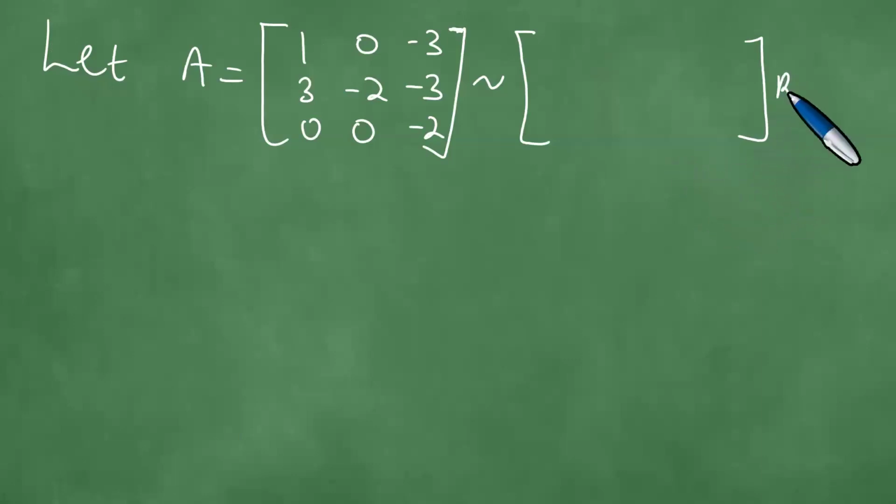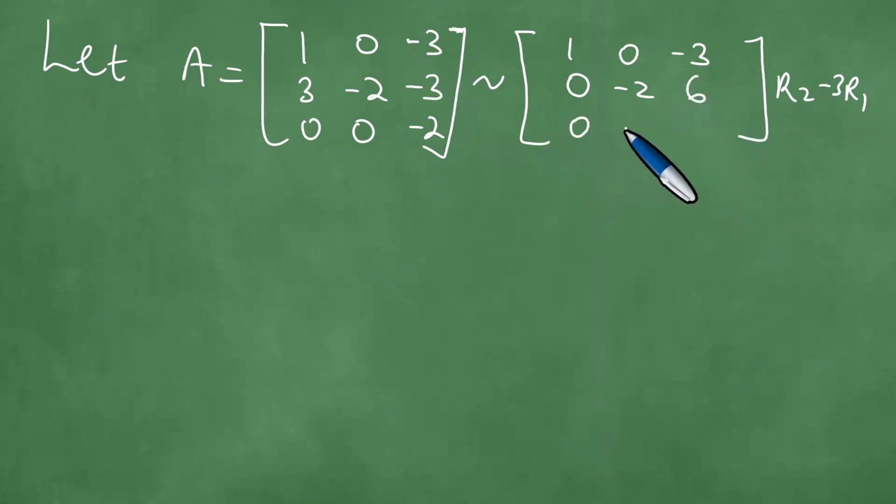This means that we shall have the second row minus 3 times the first row: 1, 0, negative 3, and here we have a 0, negative 2, and here we get exactly negative 3 times negative 3, which gives us a 9, minus 3, giving us a 6, then 0, 0, minus 2. We have exactly this particular matrix here, and this is actually the required matrix, which is the matrix in upper triangular form. Thus, we can call this matrix U.